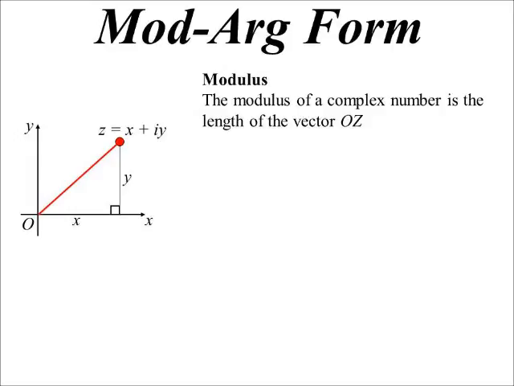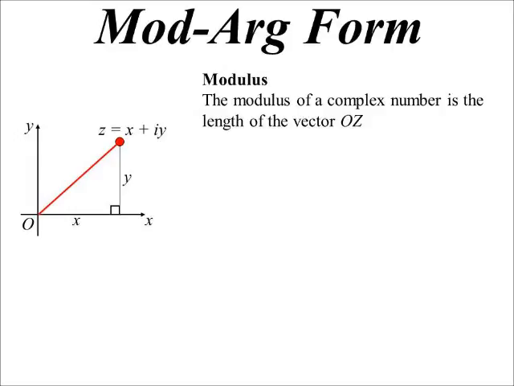Mod-Arg Form is an alternative way of describing the position of a number. What we're using is Cartesian coordinates. Another name for Mod-Arg Form is polar coordinates. So modulus is simply the length of the vector OZ.